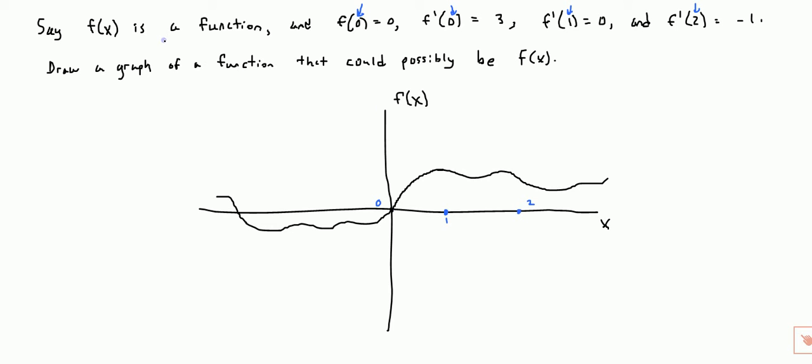So this could possibly be f of x, right? At 0, f passes through 0. It's got slope 3, right? If we drew a tangent line in here, that would look like slope 3. At 1, it's got slope 0. And at 2, it's got slope negative 1. And that's all we're given, so that's the best we can do with the graph.